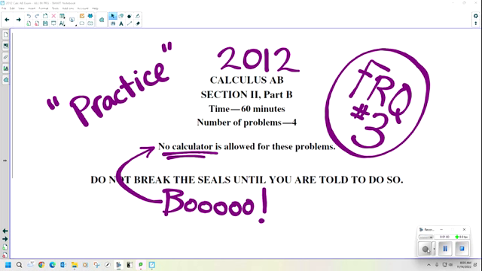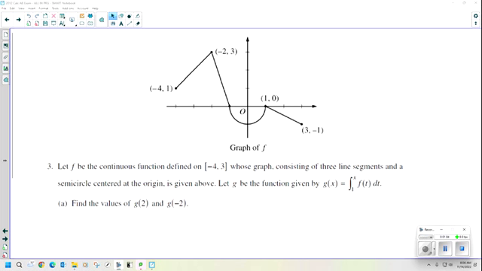Okay. Graphs and charts and tables. Oh my, I love graphs.